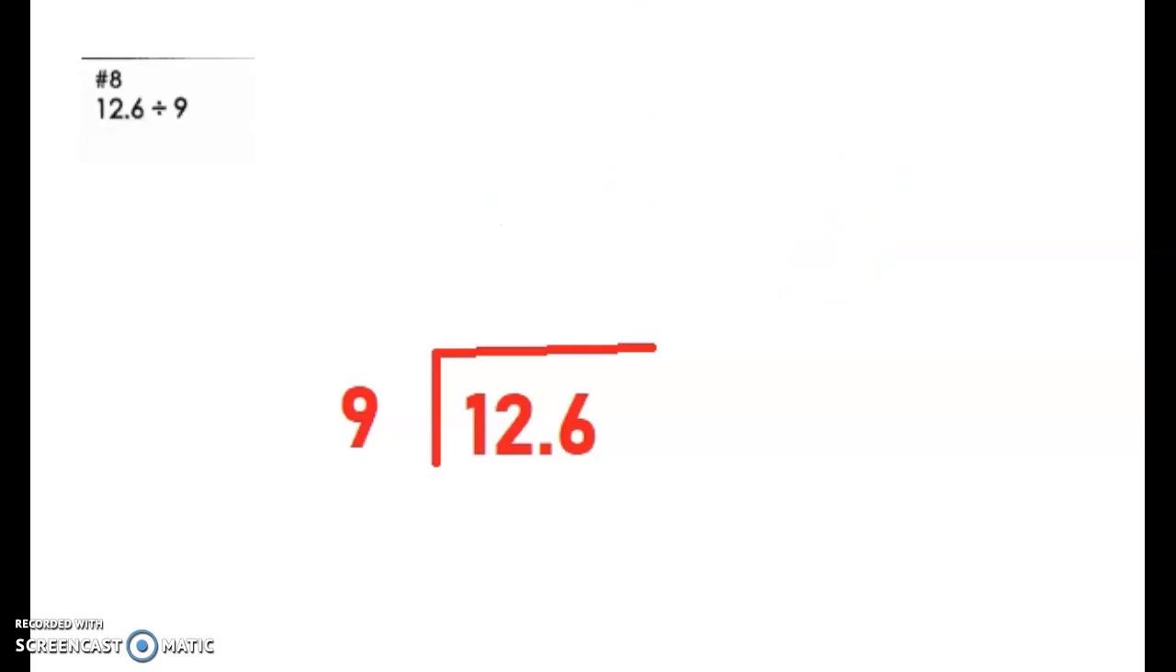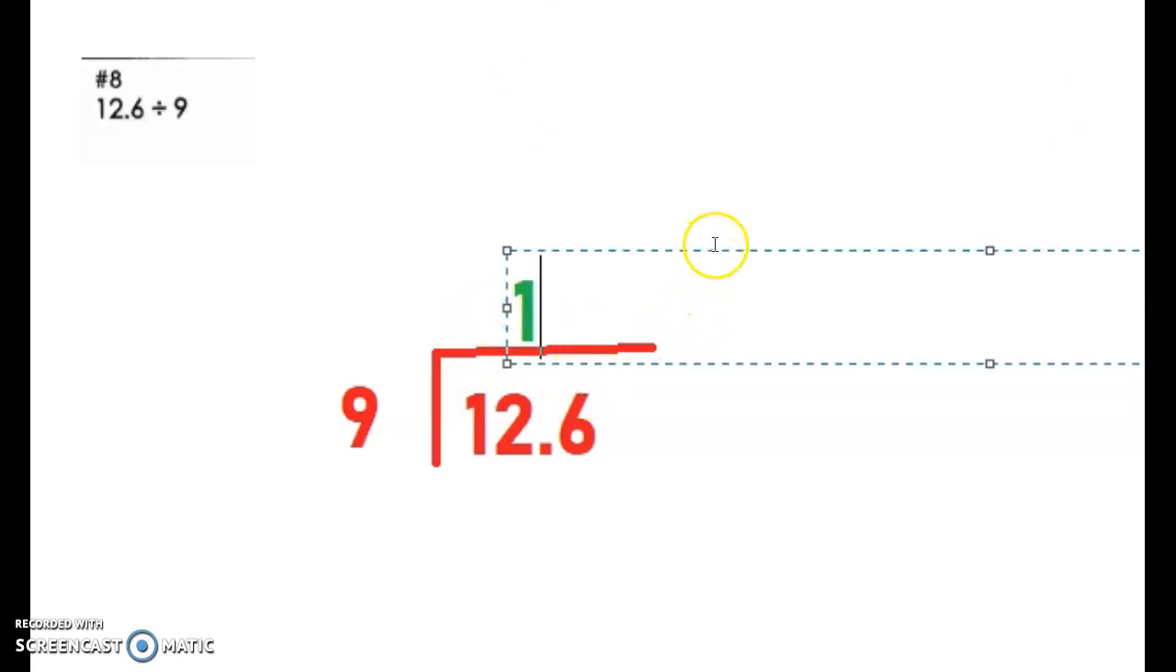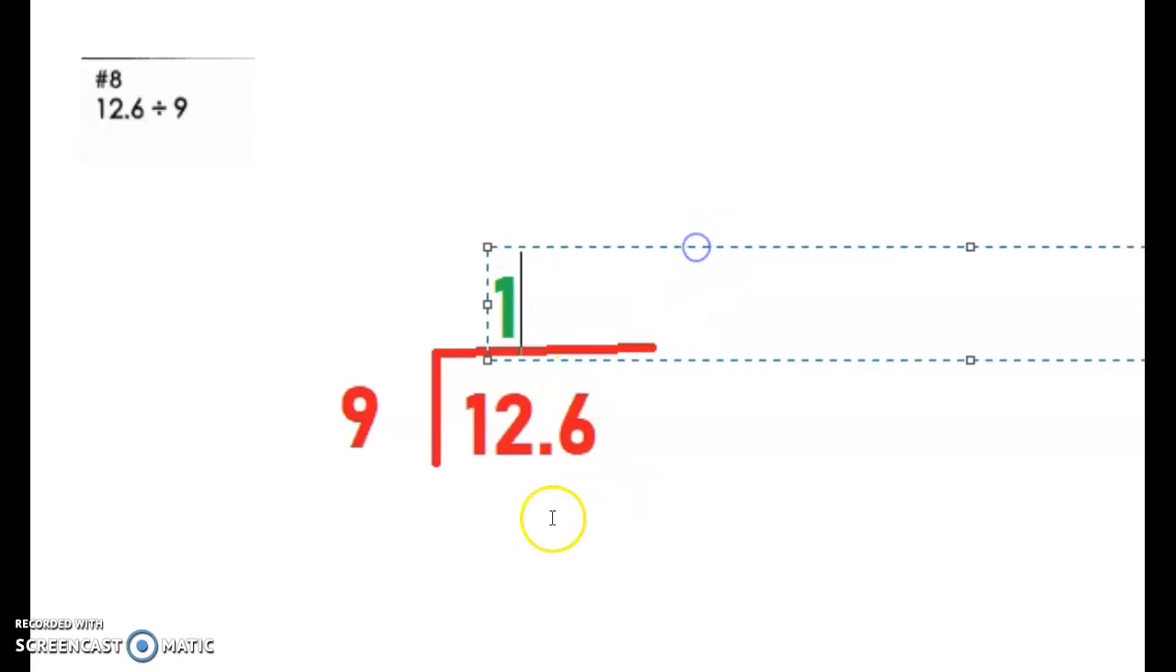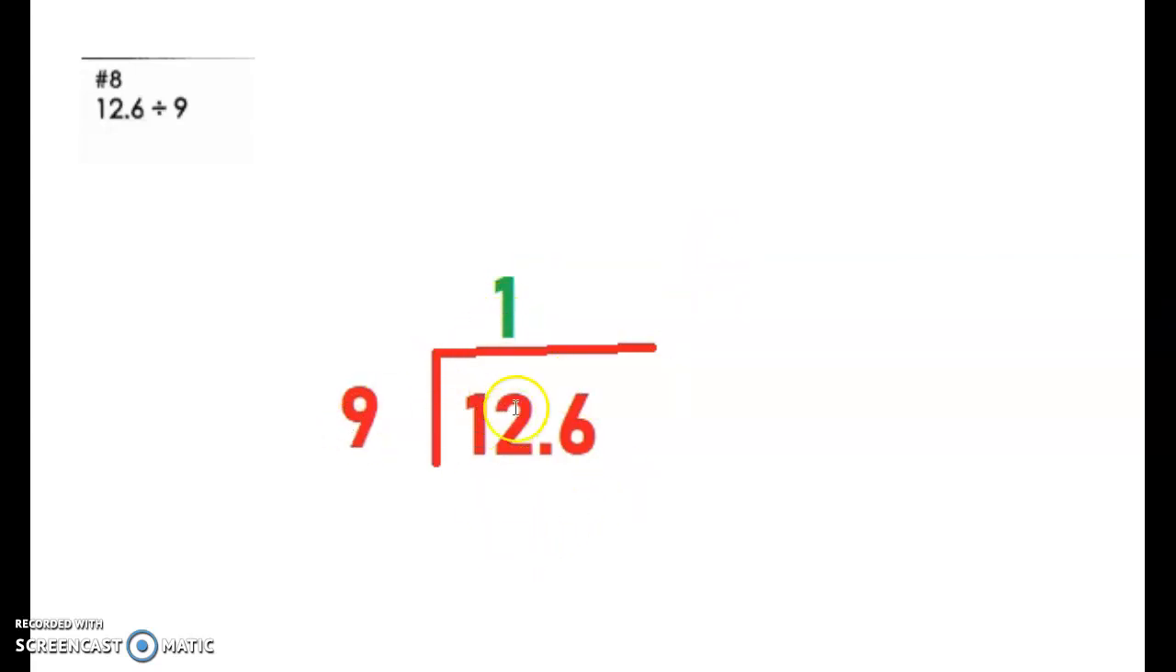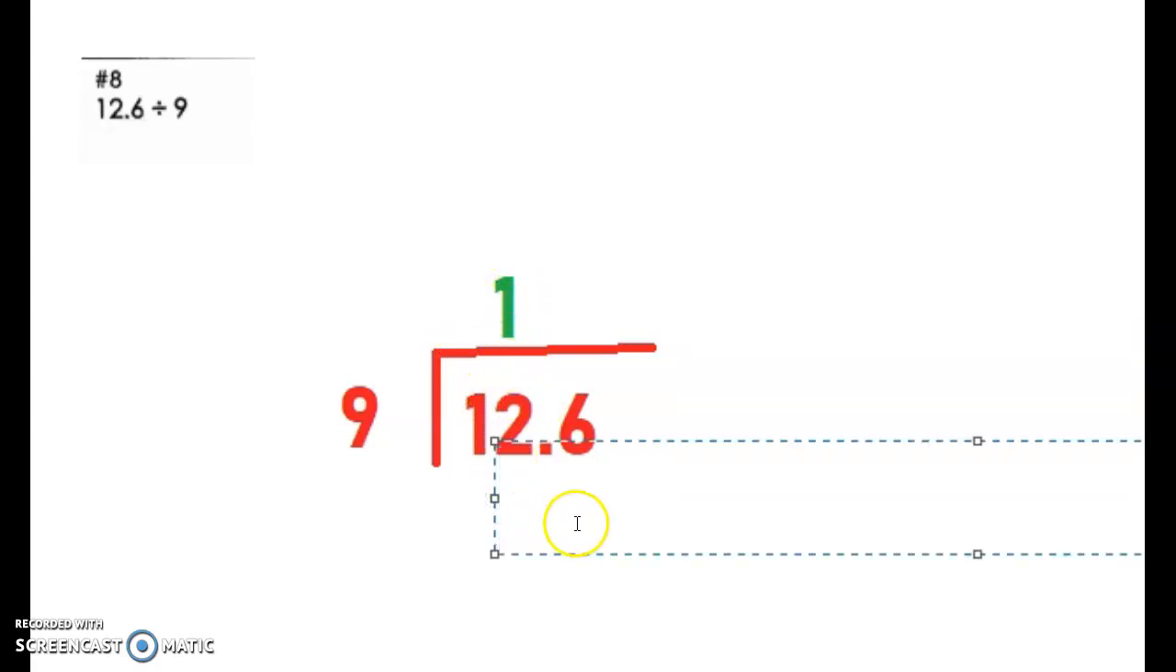Remember, can 9 go into 1? It can't, right? So we're going to go into this number. So 9 goes into 12 one time. And notice that when I'm dividing into my 12, I put it above the 2, right? I'm not going above my 1 because I'm not going into the 1. I'm going into the 12, so I'm going above my 2. Keep it nice and organized.